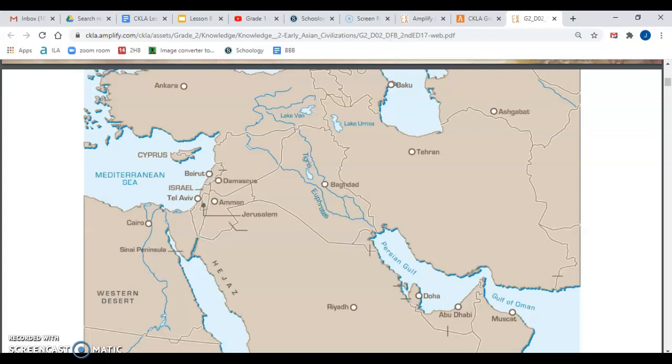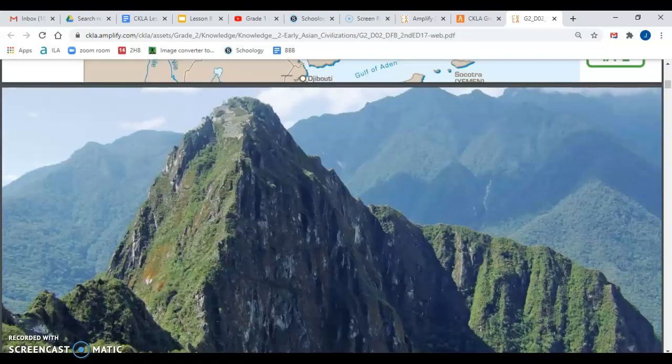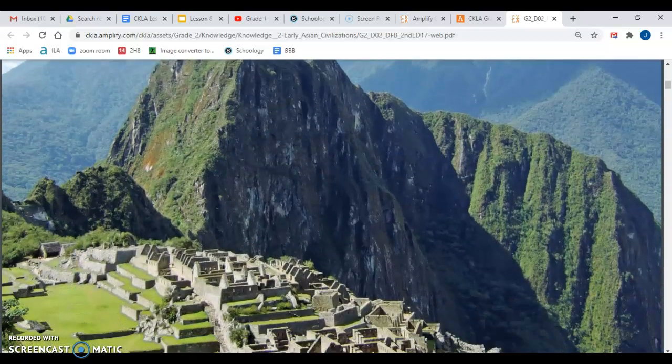One of Mesopotamia's leaders, King Hammurabi, created a set of written laws known as the Code of Hammurabi. Okay? So he created laws, just like we have laws today. I want you to look at this picture.